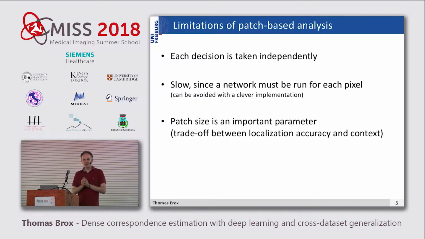If you make the patches too small, then you lose context, so you don't capture all the information that you would need to classify the patch. And on the other hand, if you make it too big, then you lose the localization accuracy, because the network might actually focus on features that are far away from your central pixel and then classify something else than what is localized at the center position, which you actually currently want to classify. So there's always this trade-off, and you always have this tuning parameter that might not be optimal in the end. So these are the limitations of this patch-based analysis.